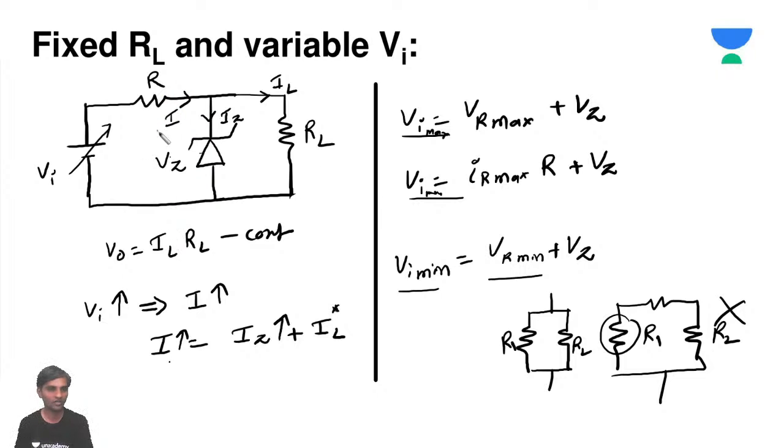So they are not in parallel. For V input maximum, VR should be maximum. That is, V input maximum is equal to IR maximum times R. For V input minimum, it is VR minimum plus VZ.